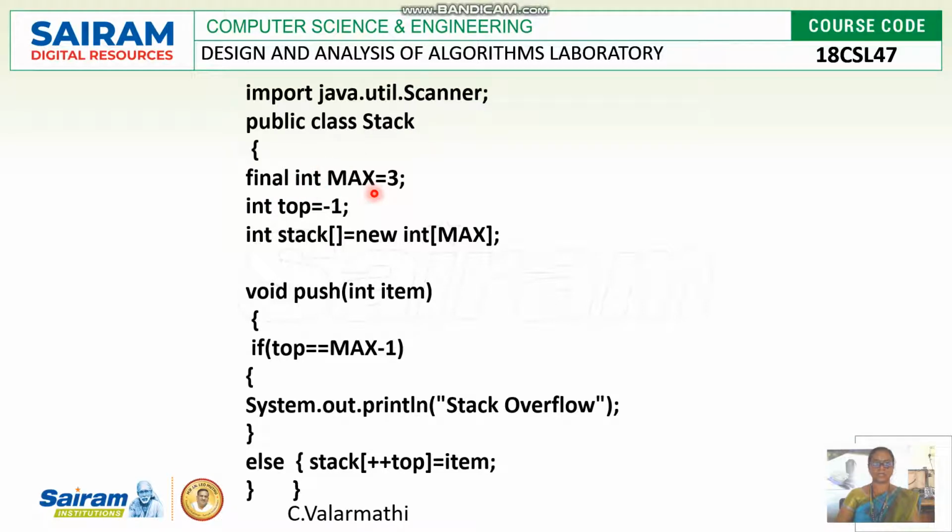Then, before applying the logic, we need to initialize the size of the stack. The size of the stack, according to the example, is 3, and top should be initialized with -1. So before inserting a new element into the stack, the top of the stack should be -1. Then we need an array to hold the elements of the stack. That array is called stack, a new integer array of maximum size 3. So with these three prerequisites, we need to insert the element.